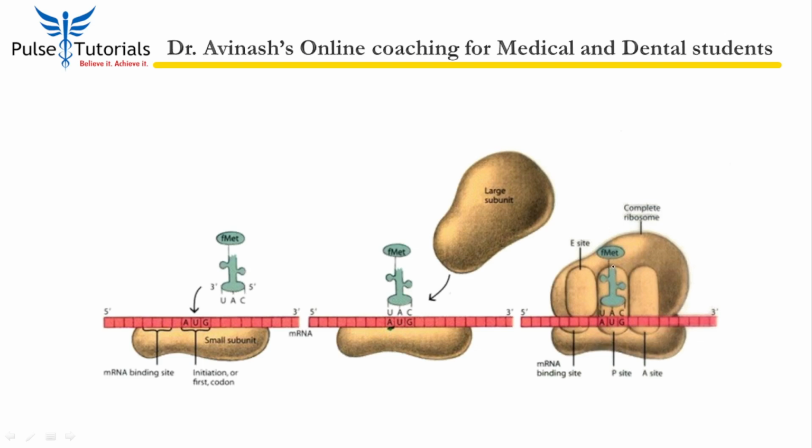And the moment this happens, on the large and the small subunit together, 3 distinct sites are formed. The place where the first tRNA is still attached is called the P site. P for promoter. The site to the right is called the A site or the acceptor, and the site to the left is called the E site or the exit site. Simple. So it's acceptor, promoter and exit. APE.